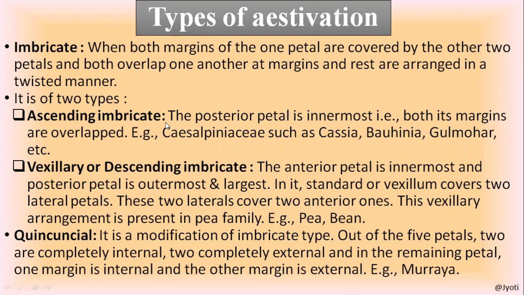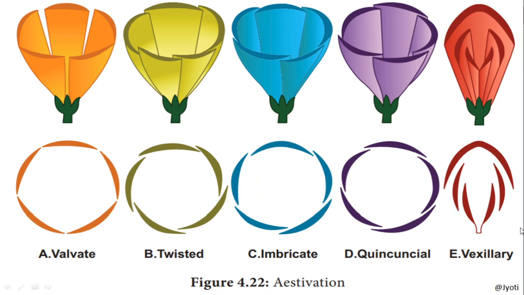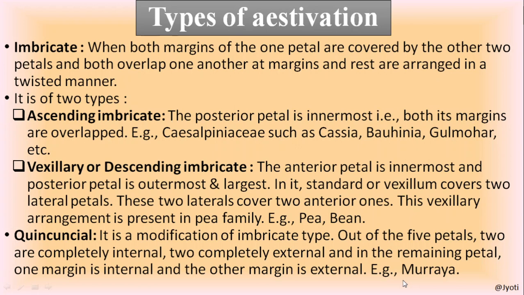So ascending imbricate: the posterior petal is innermost and both its margins are overlapped. Descending imbricate is seen in case of vexillary estivation, otherwise called vexillary estivation. So in this vexillary estivation, you can see here the outermost is at the top, and the innermost is below, and the other one is outer, inner. So this is called vexillary or descending imbricate.